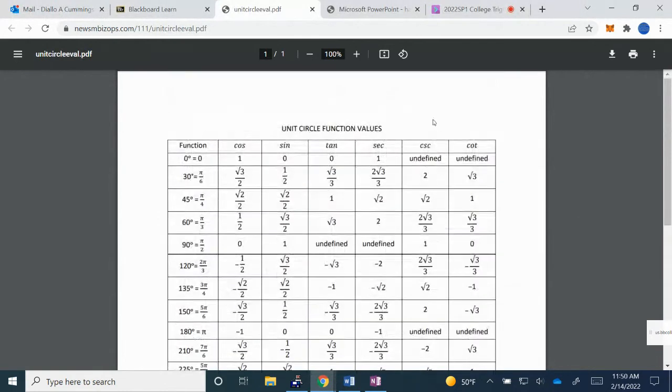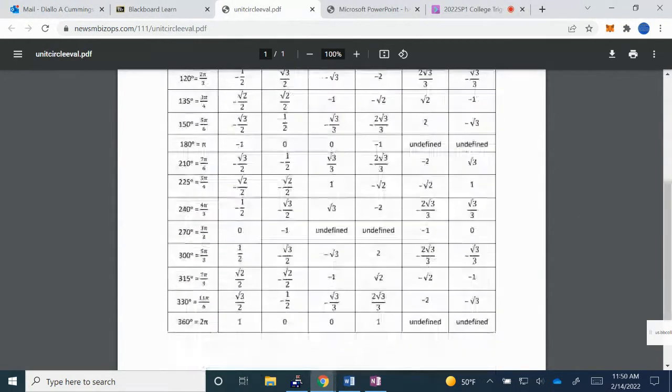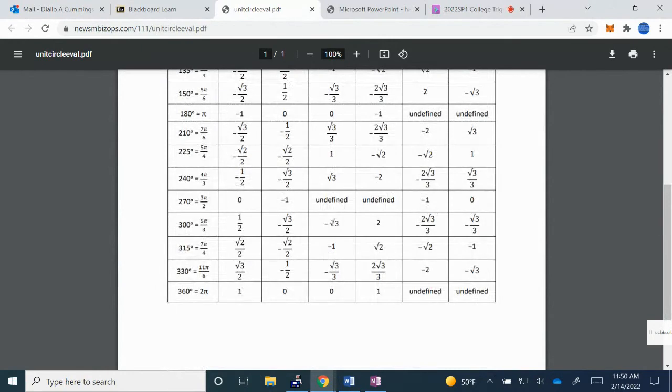So looking at our sheet, our tangent is in the middle. It looks like 300 degrees, which is 5 pi over 3, has a tangent value of negative square root of 3. So I'm going to keep this in mind, 5 pi over 3.